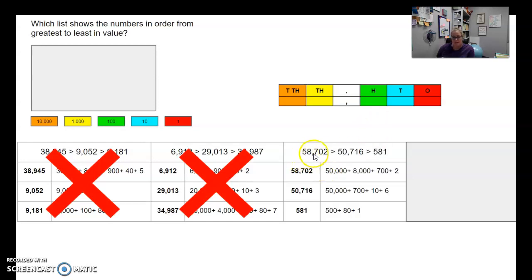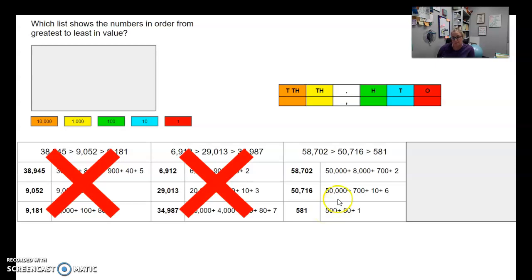This one says 58,702 is greater than 50,716, which is greater than 581. So again, I'm going to write each of my numbers in expanded form. So I have 50,000 plus 8,000 plus 700 plus 2. I have 50,000 plus 700 plus 10 plus 6. And I have 500 plus 80 plus 1. Now I'm trying to see if they go in order from biggest to smallest, greatest to least. So let's see. 50,000, 50,000, 500.